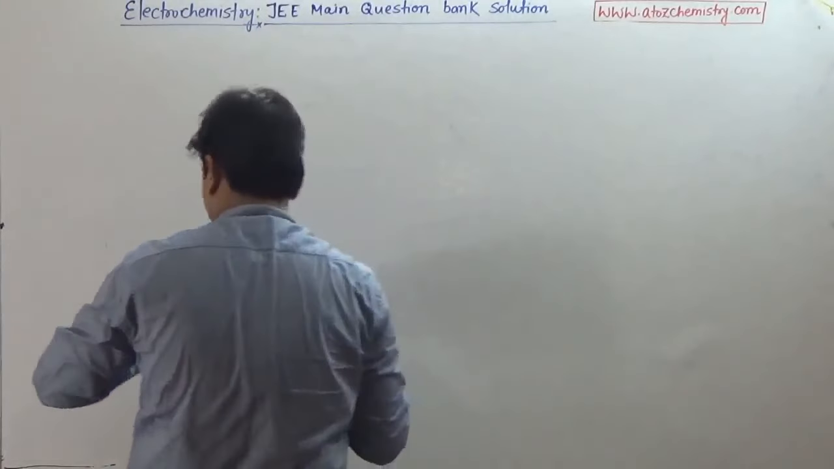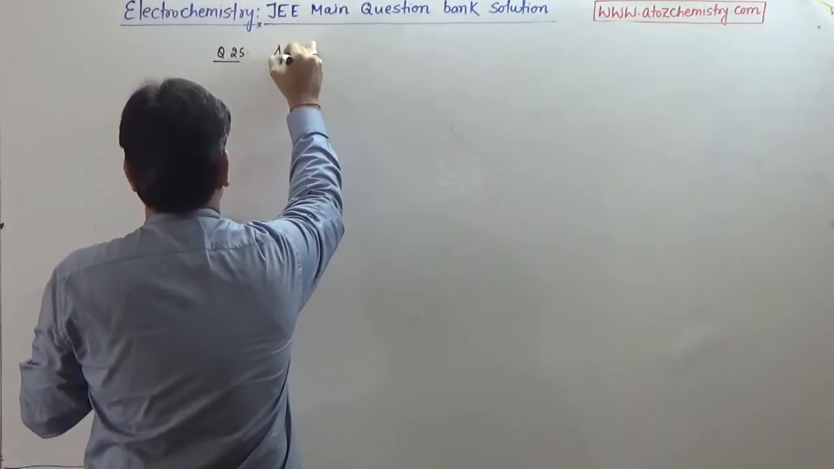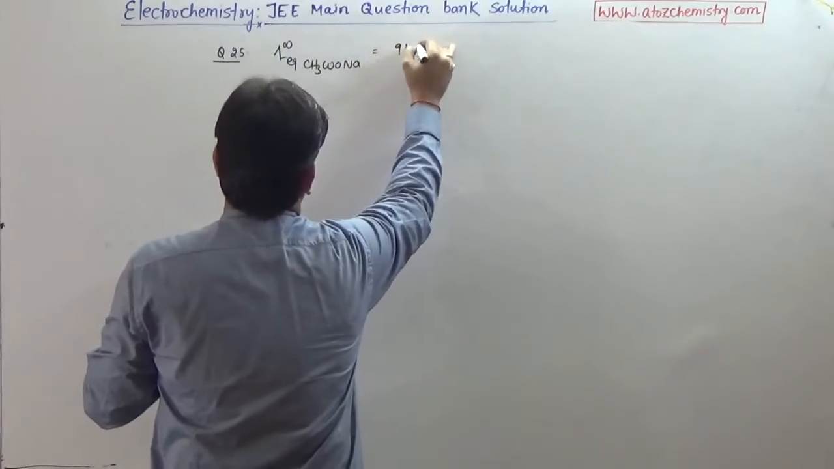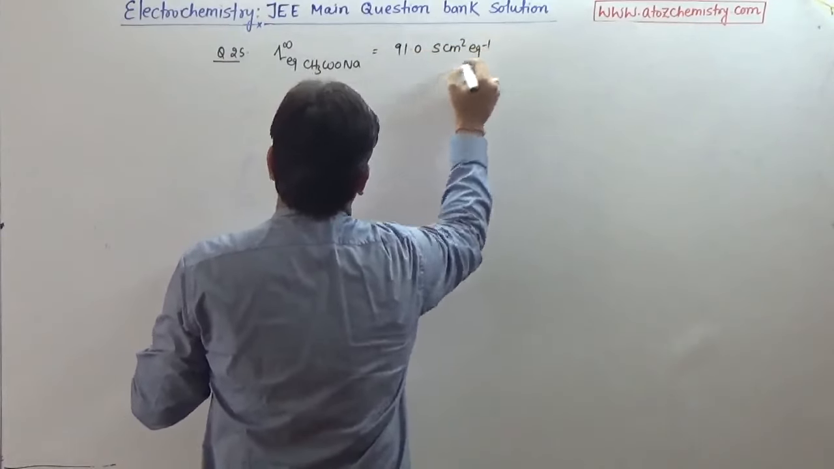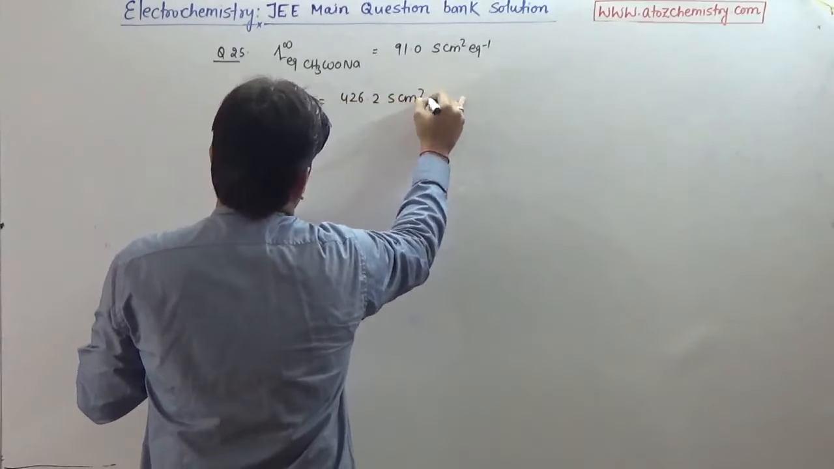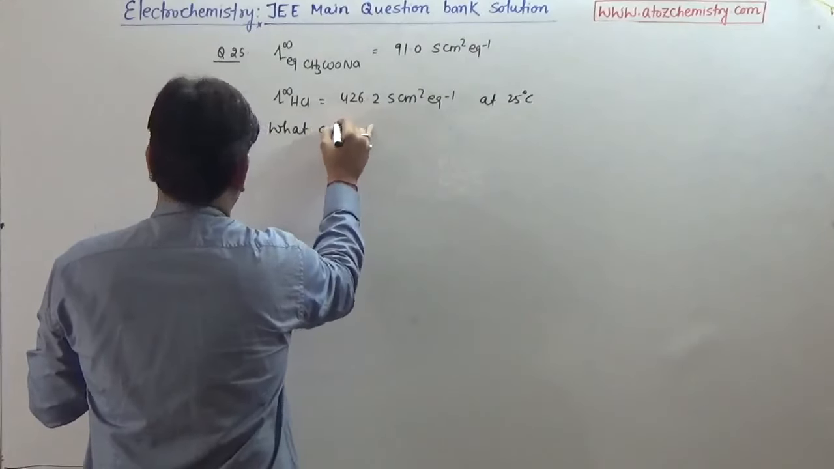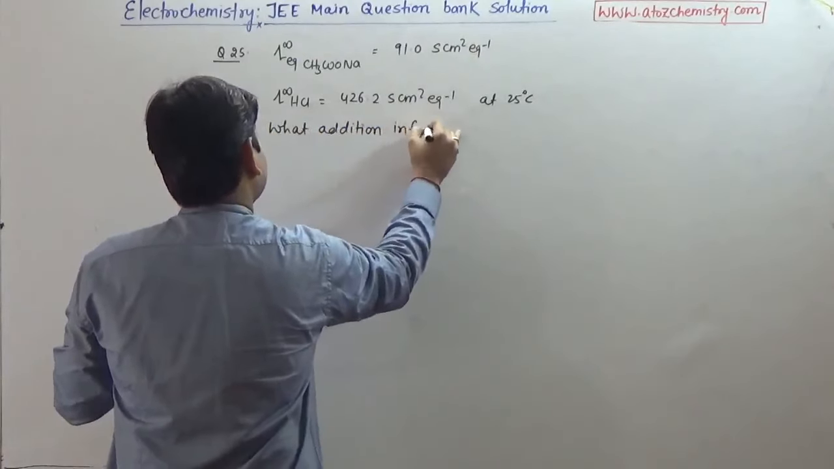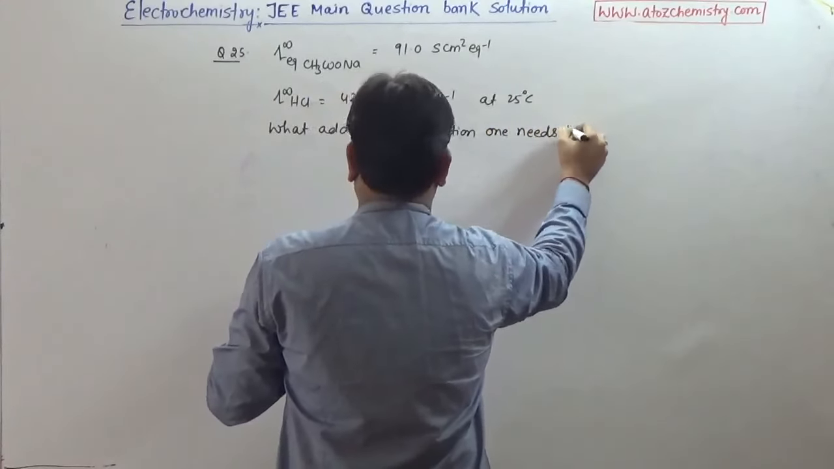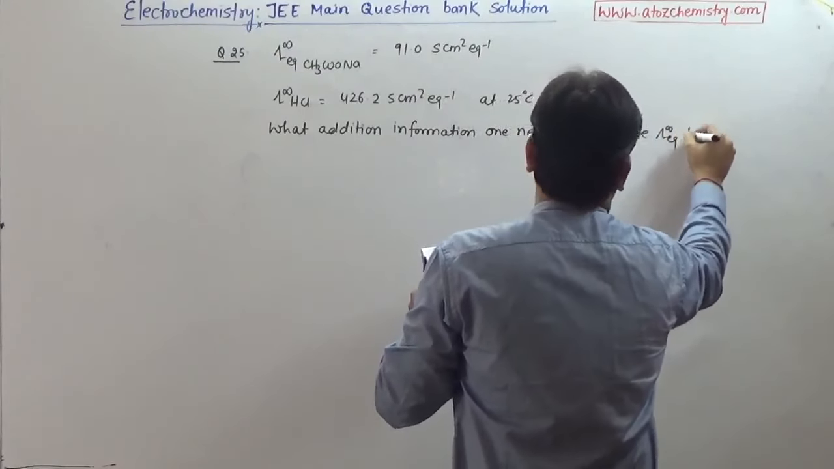The next question asked by JEE Main is question number 25. Lambda equivalent of CH3COONa is equal to 91.0 Siemens centimeter square equivalent inverse. Lambda of HCl is equal to 426.2 Siemens centimeter square equivalent inverse at 25 degrees Celsius. What additional information does one need to calculate lambda infinity equivalent for acetic acid?